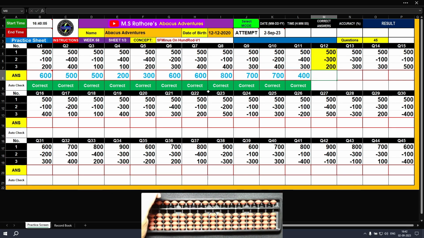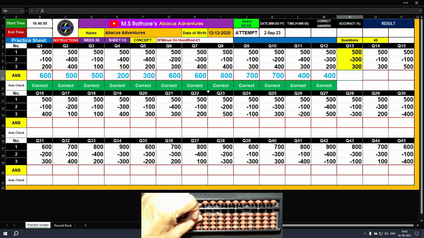Question number 12. Plus 500, minus 3 equals plus 2 minus 5, oops, the answer is 200. Plus 200 directly, the answer is 400. Question number 13. Plus 500, minus 3 equals plus 2 minus 5, the answer is 200. Plus 3 equals plus 5 minus 2, the answer is 500. Clear.